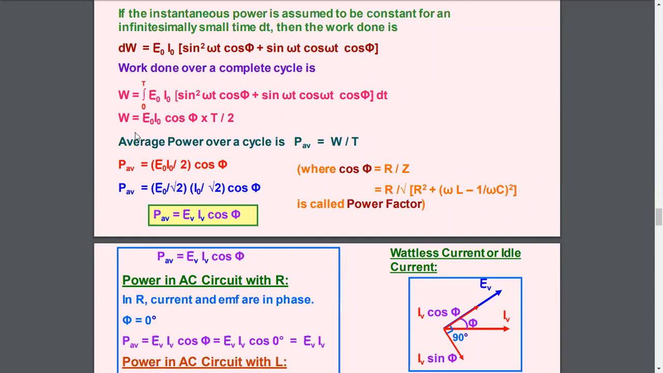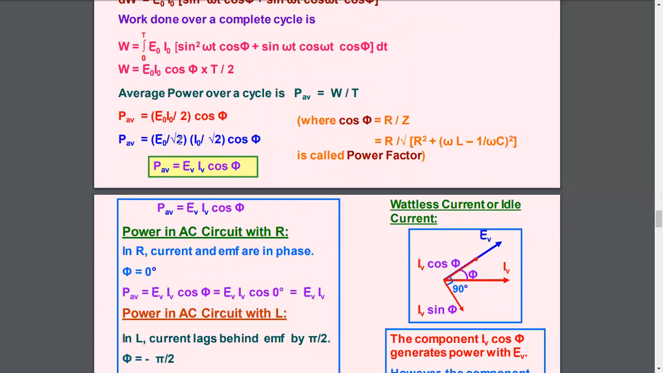Power is equal to what? Work done divided by time. So this is the average work done over the full cycle. So average power is just equal to average work done divided by time, W by T, and hence this T will be cancelled out. So we will have average power E naught I naught upon 2 cos phi.